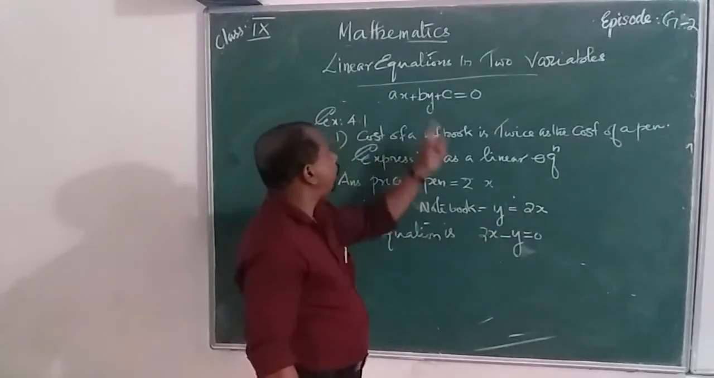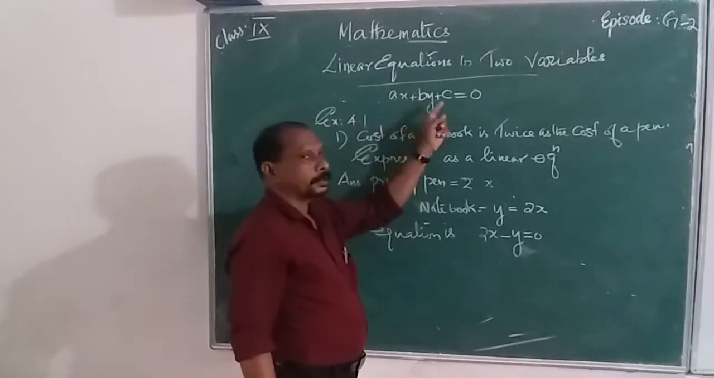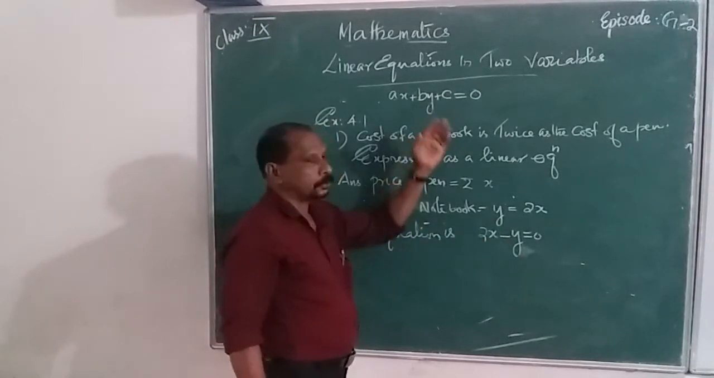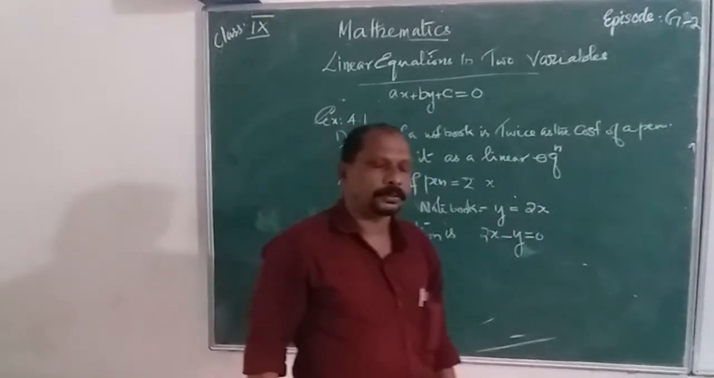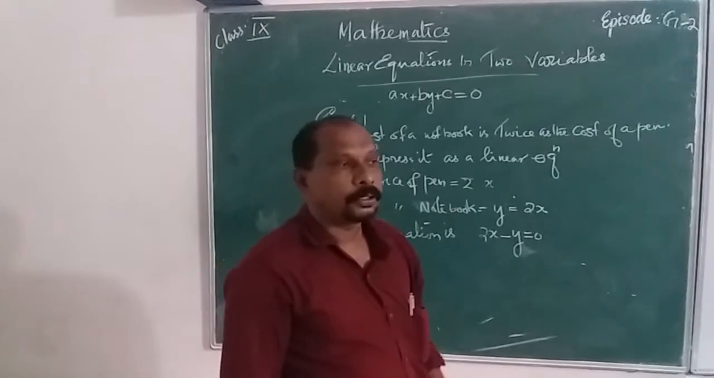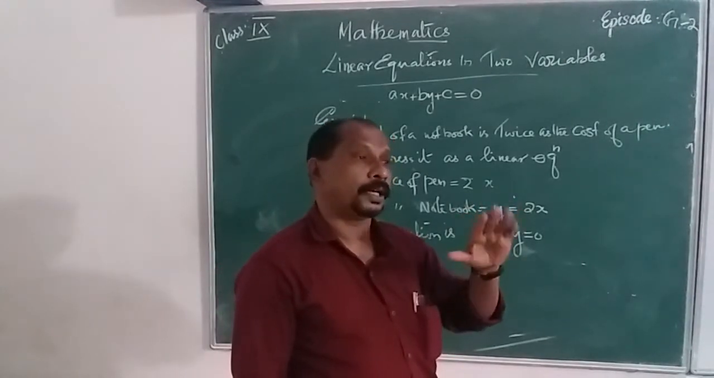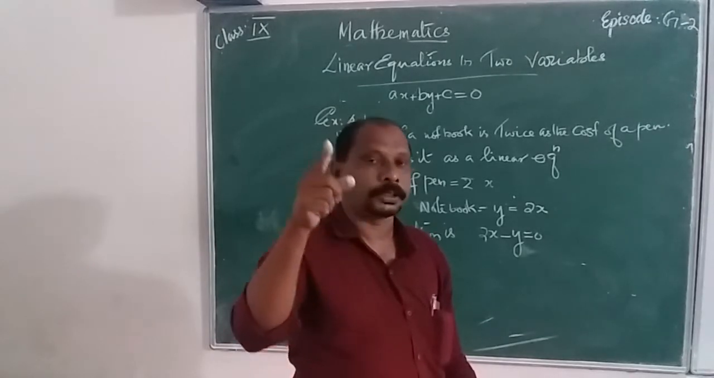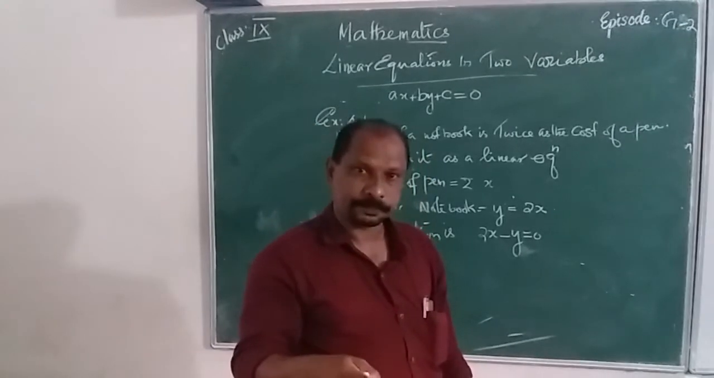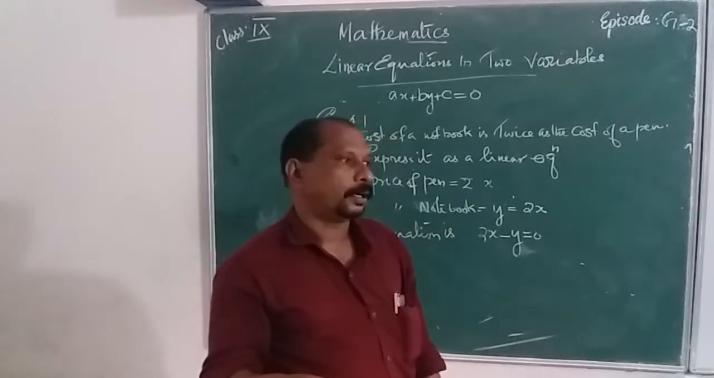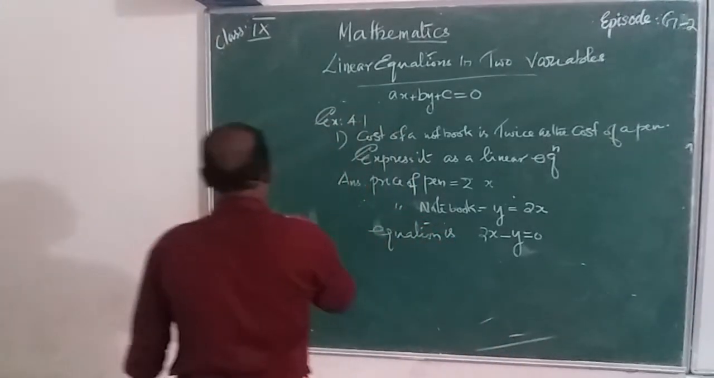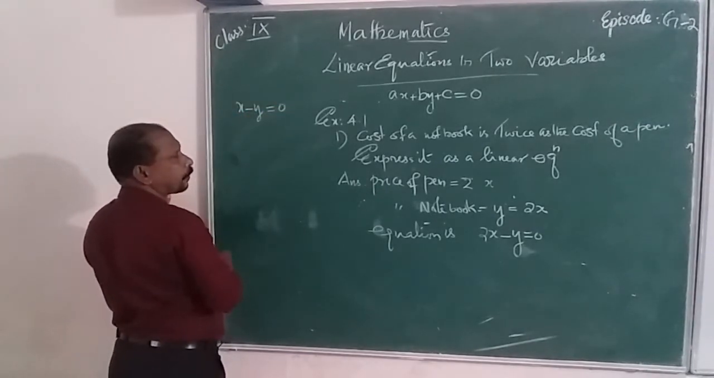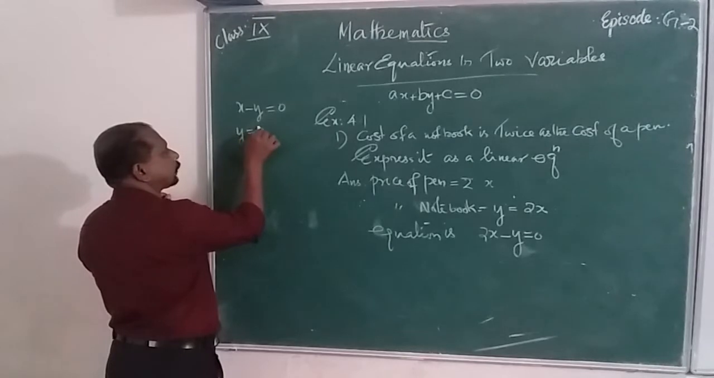This is of the form ax plus by plus c is 0. a is 2, b is minus 1, and c is 0. That is, there is no constant. If there is no constant in the linear equation, the graph of the linear equation always passes through the origin. For example, x minus y is equal to 0. That means y is equal to x.